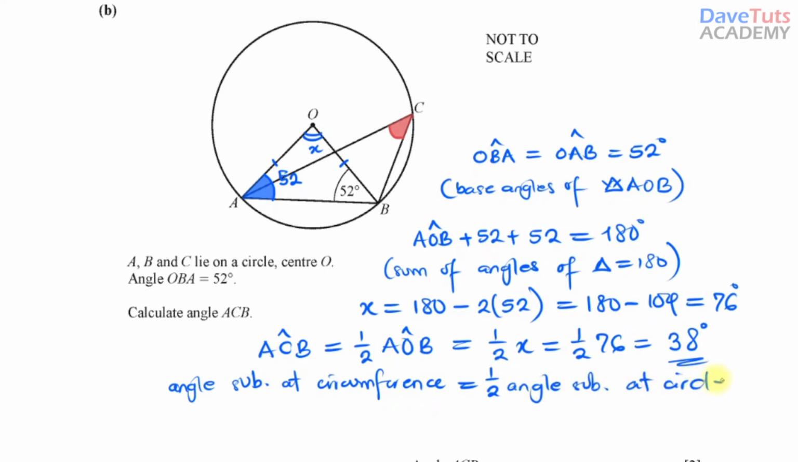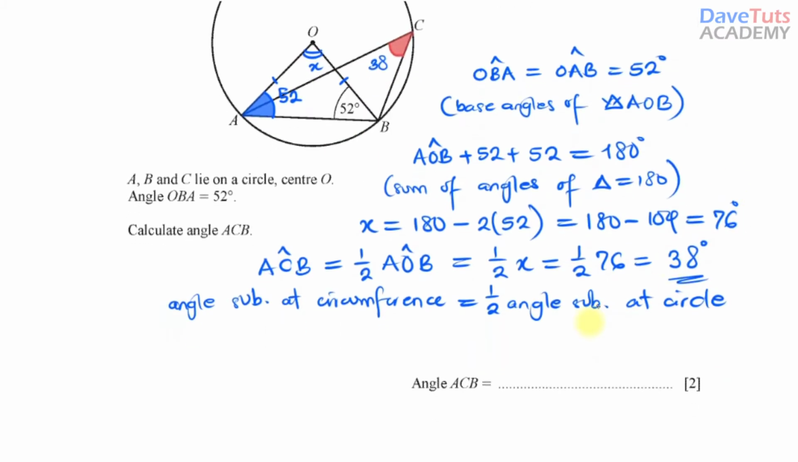So if we can get all of this, that means our angle ACB that we're looking for is nothing but 38 degrees. Since x is 76, then that will be half of that. So angle ACB that we're looking for is nothing but 38 degrees.